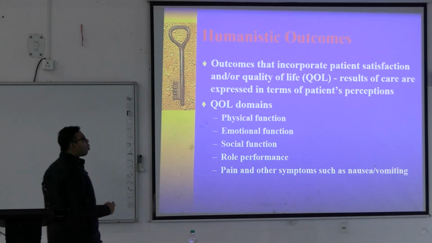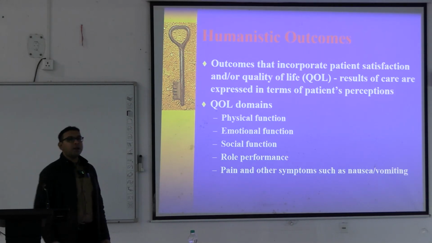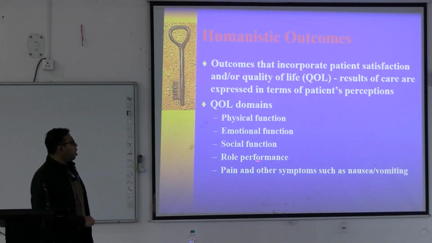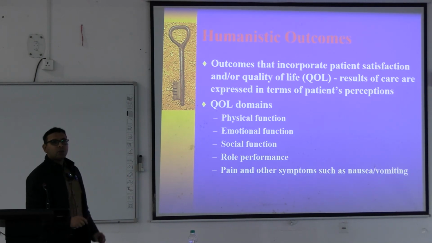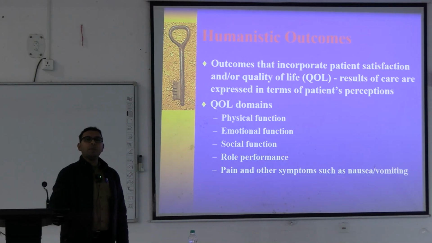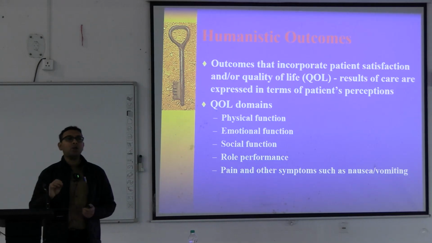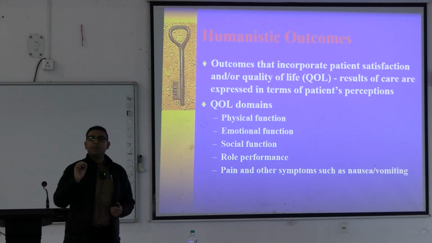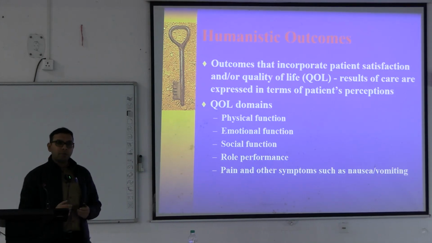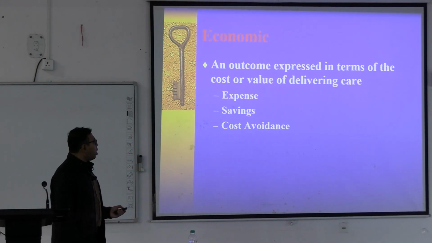Humanistic outcome is the quality of life. Quality of life means there are different types of domains, like physical domain, emotional function, social function, role performance, pain, etc. So all this should be taken care of. For example, a patient with rheumatoid arthritis has very severe excruciating pain that is hindering his or her normal daily life. So his or her normal quality of life is compromised. His or her physical functioning is compromised. That also gives rise to some emotional problems. So all this should also be taken care of.